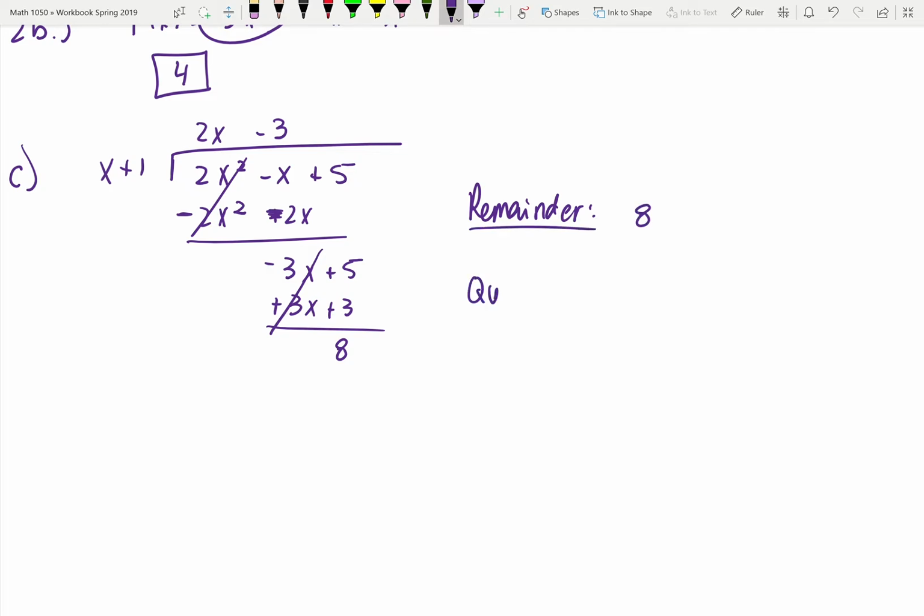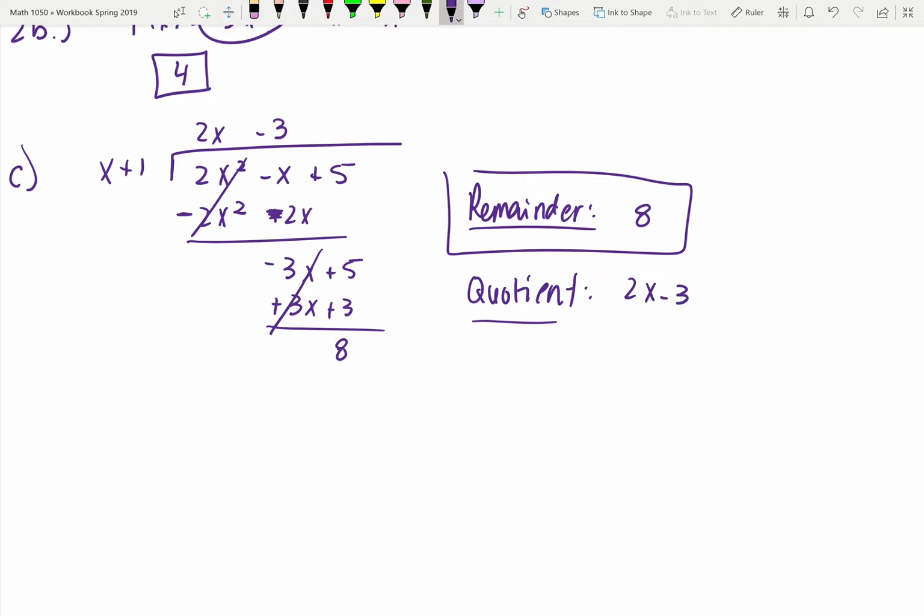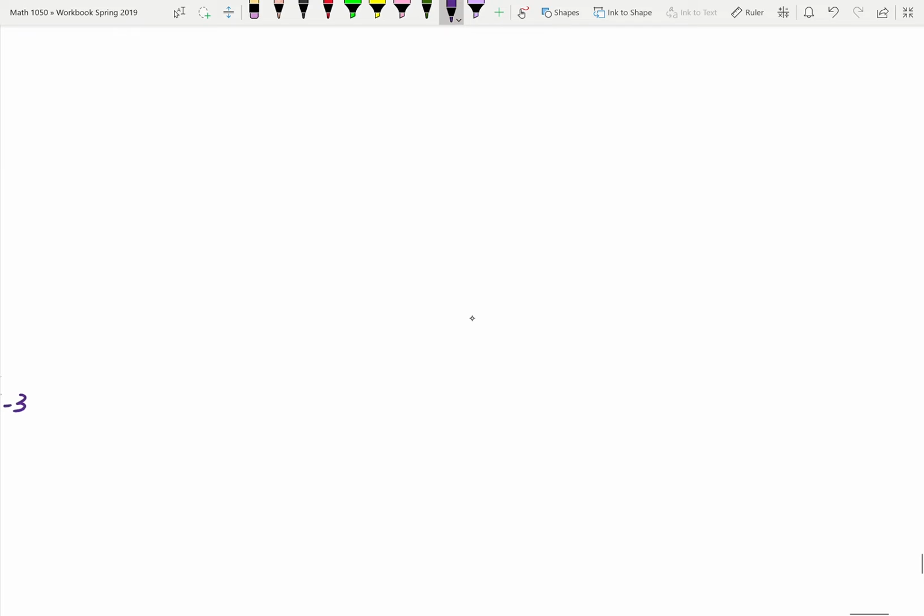If they ask you for the quotient, which they did not, that's the answer to this question. The quotient is the 2x minus 3. If they ask you for the result or maybe the answer, then it's 2x minus 3 plus 8 over x plus 1. Okay, here's question number 3.